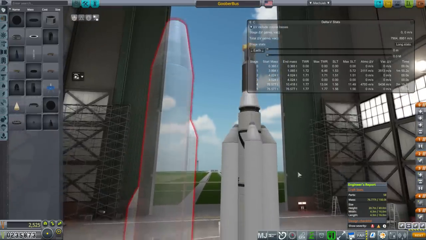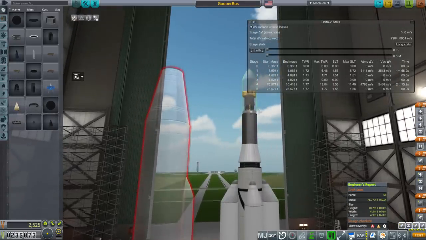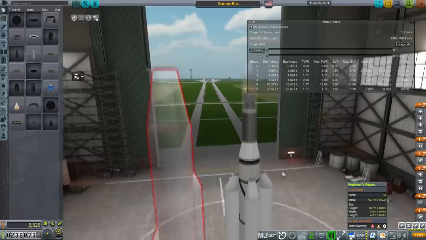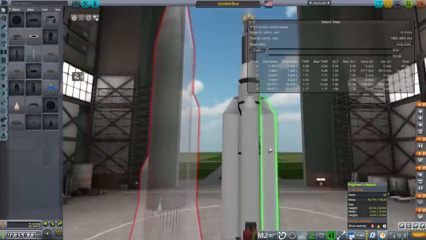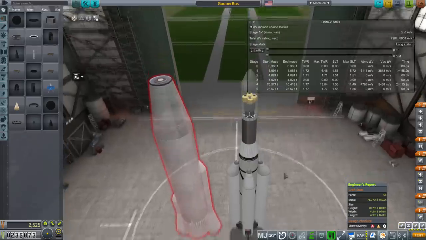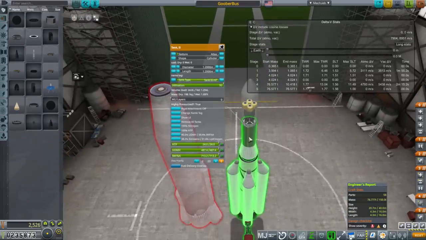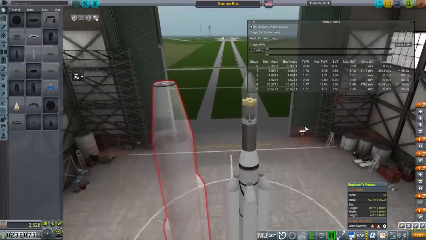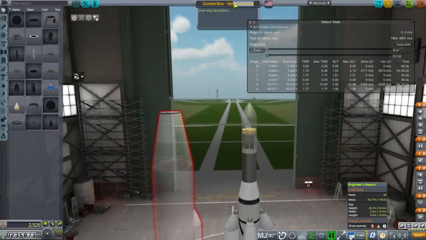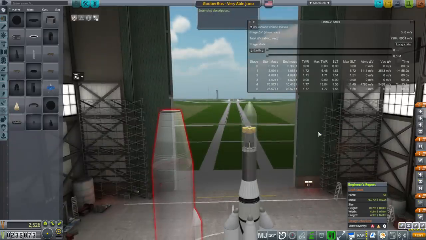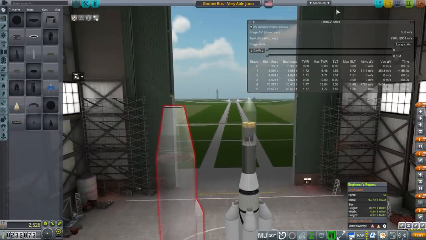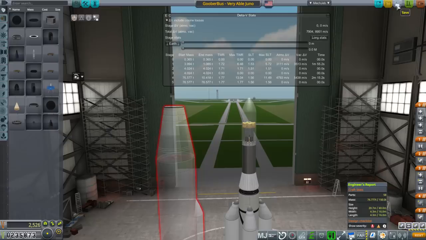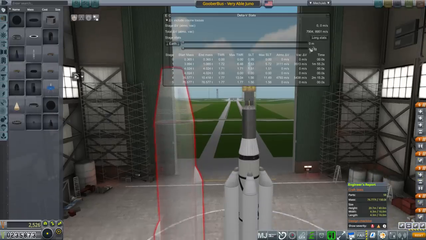So that's the idea. And I call the bus the Goober Bus. I don't know why. I haven't really come up with a good name for this rocket yet. Juno is the core here. This is a double able stage, a very able stage. We could call it Very Able. Or VAG? No, that doesn't sound good. That's probably not a good idea. Very Able Juno it is. Okay, so that's option number one. That gives us 8,951 meters per second.